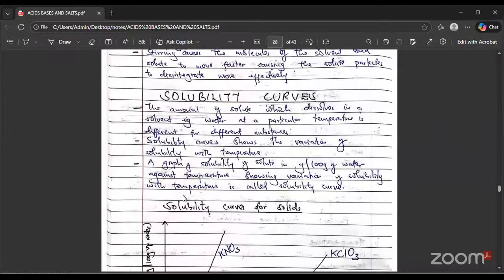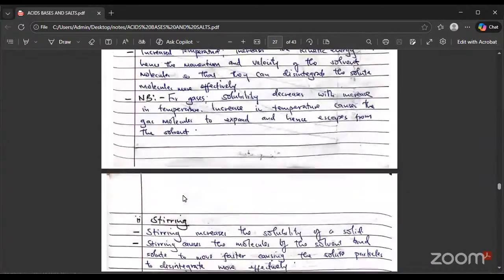Solubility curve? Solubility. Okay, no problem. It is okay.